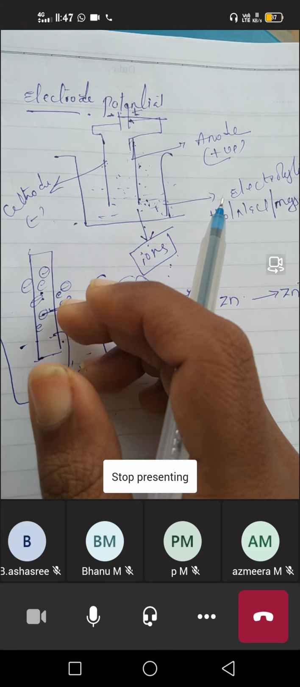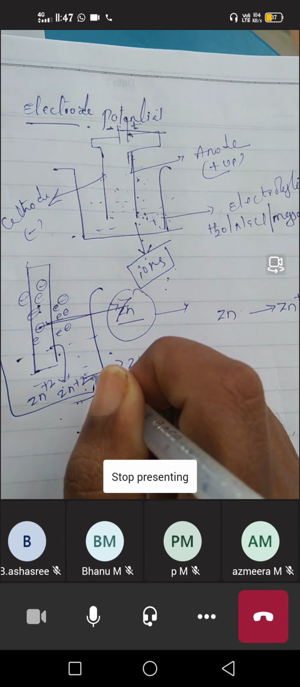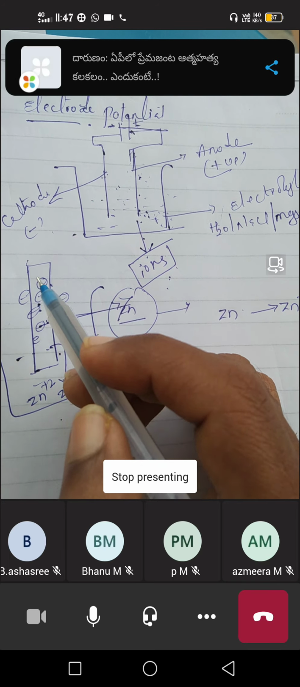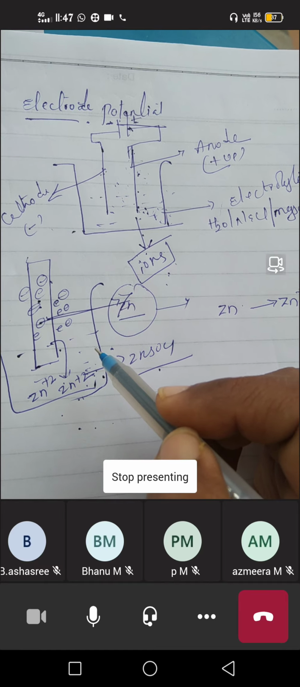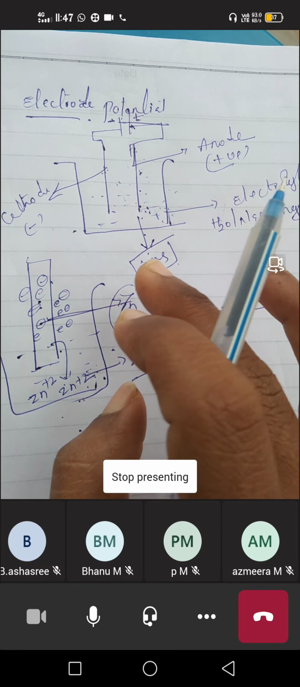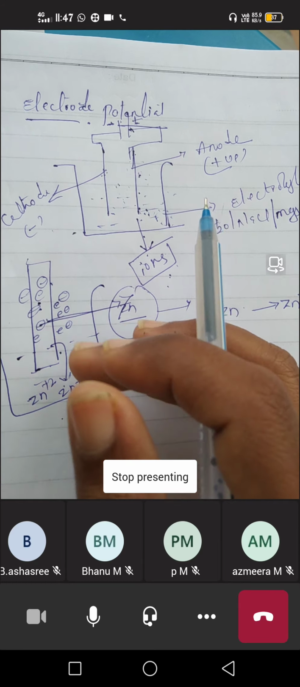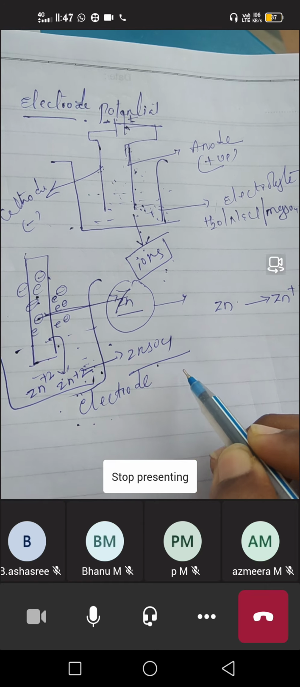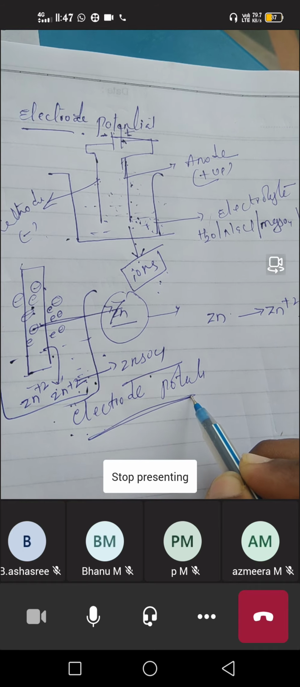So what happened is there is a potential difference between the solution, that is the electrolyte, and the electrode. That potential difference is called the electrode potential. The particular potential difference is a difference in charge, and a difference in charge is nothing but potential. So that potential difference is called the electrode potential of that particular zinc rod. So this is about the electrode potential.